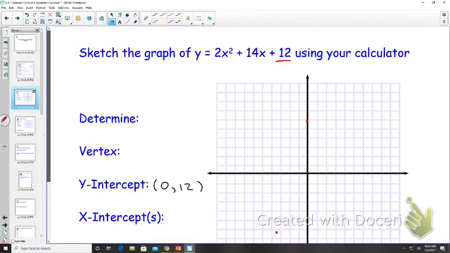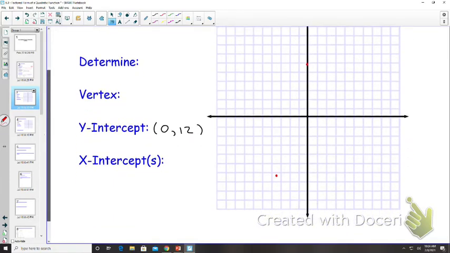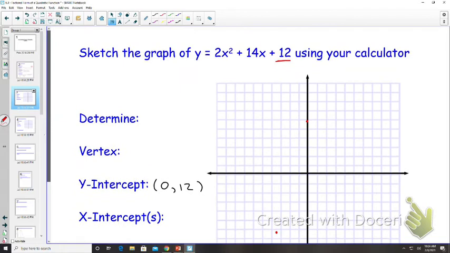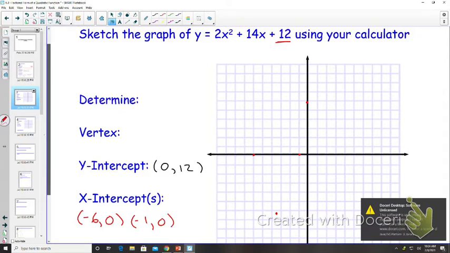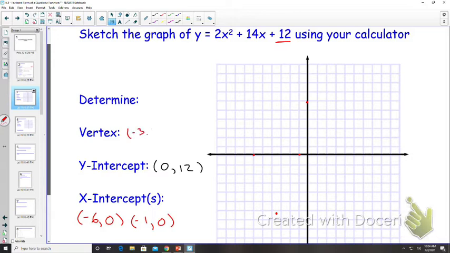From my a value, it's a happy quadratic, so it's going to be moving up. And I've calculated my x-intercepts: negative 1 and 0, and then negative 6 and 0 as well, so 1, 2, 3, 4, 5, 6. Negative 6 and 0, and negative 1 and 0. The vertex we have is negative 3.5 and negative 12.5. And that's all that we're asked, right?